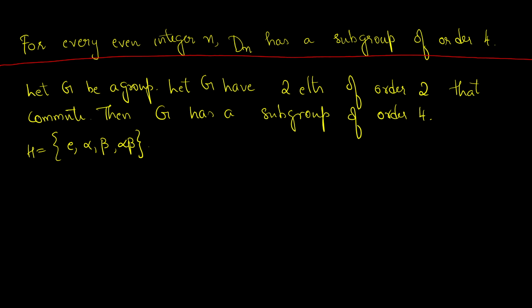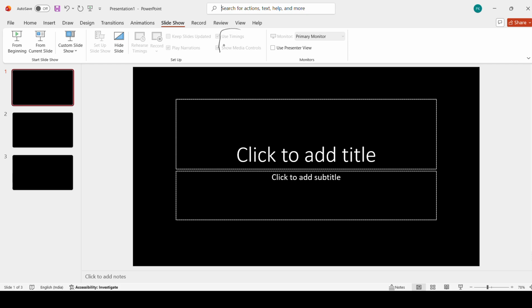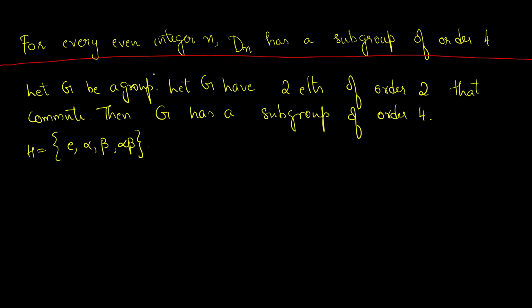So here our aim will be to consider Dn, and then produce two elements of order 2 in Dn such that they commute. If we have done that, then we are done.